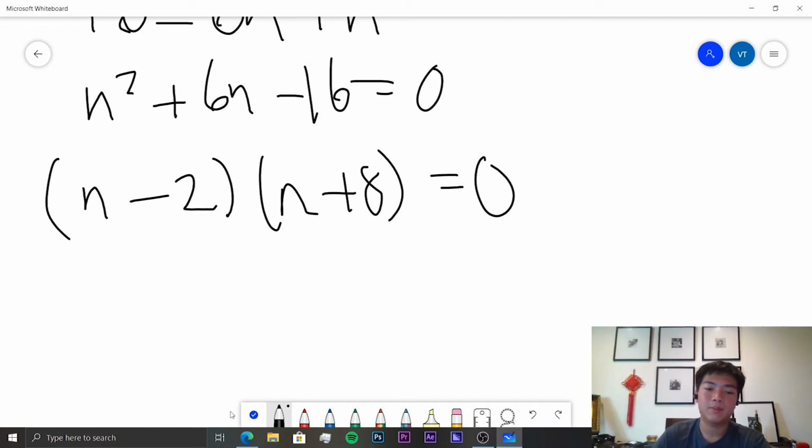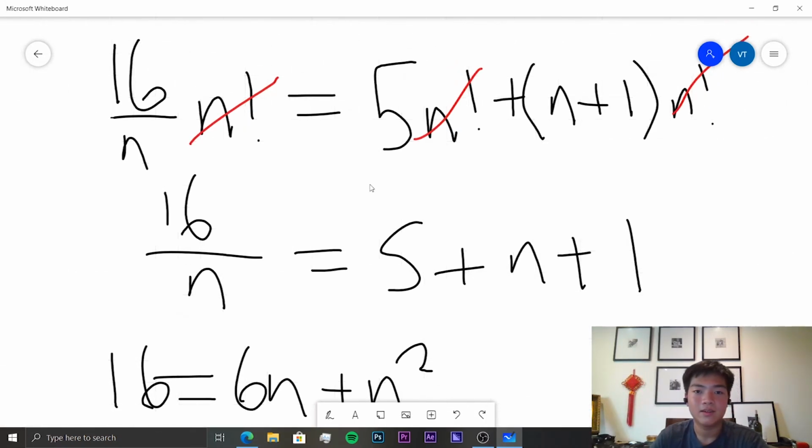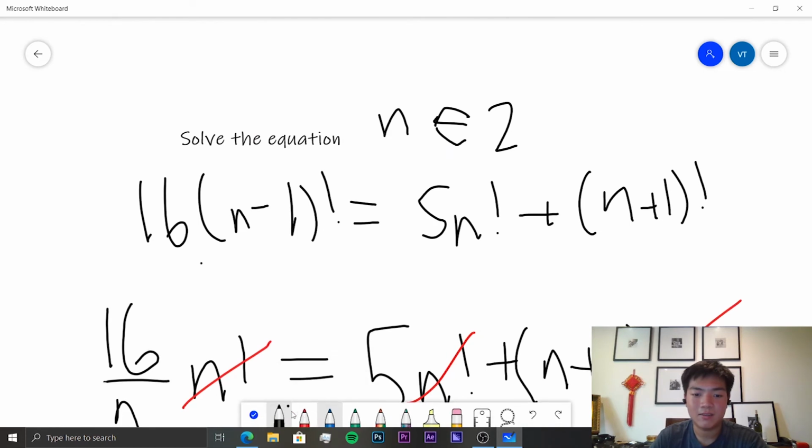Oh, and sorry, it has to be a positive integer. I have read this slightly wrong, so it has to be a positive integer. When we write Z plus, this means that n is a positive integer.